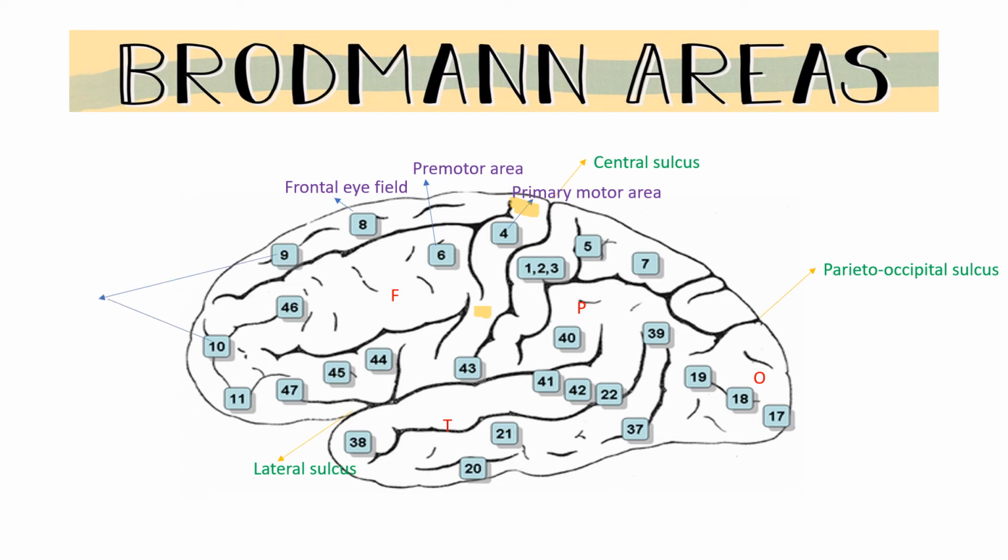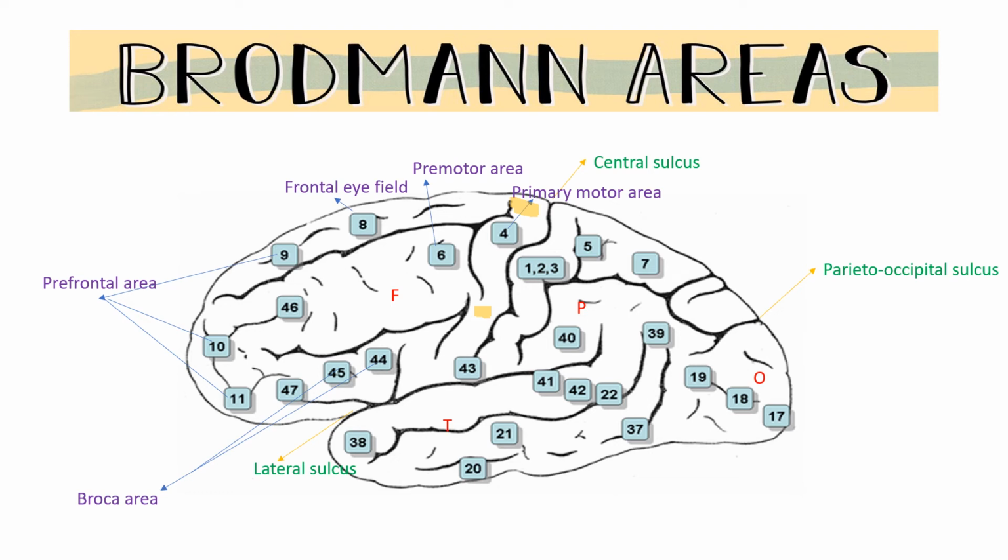Area number 9, 10 and 11 is the prefrontal area. And area number 44 and 45 is the Broca's area. It is responsible for speech. It is a motor speech area.